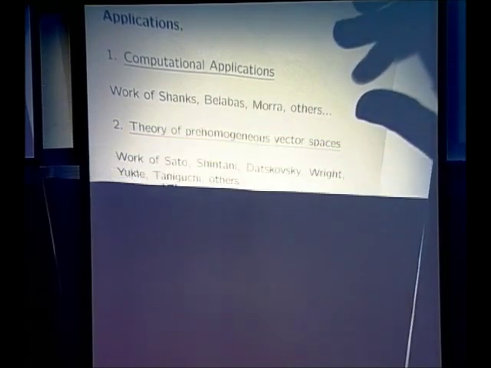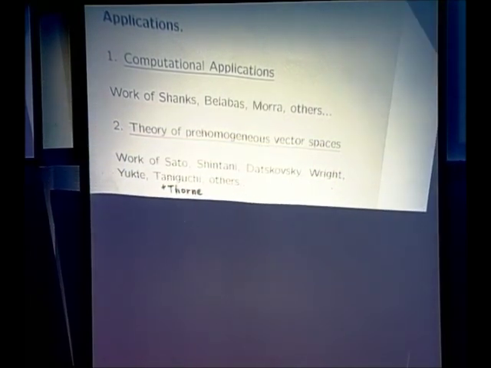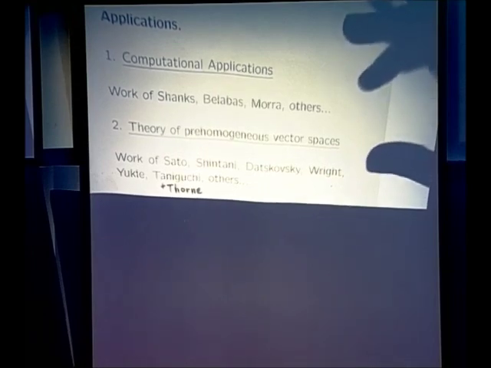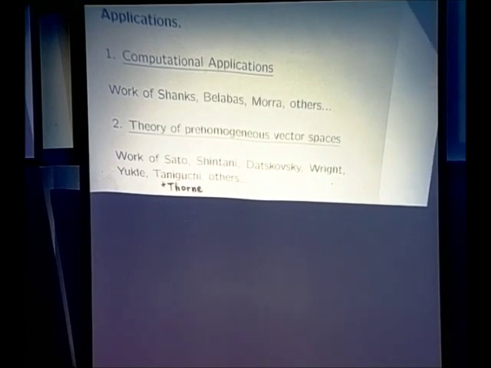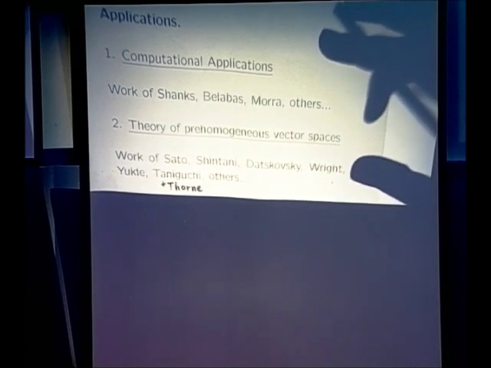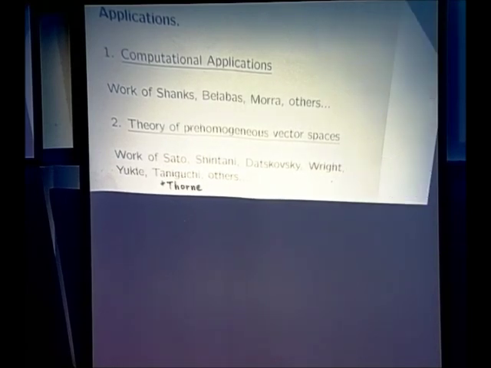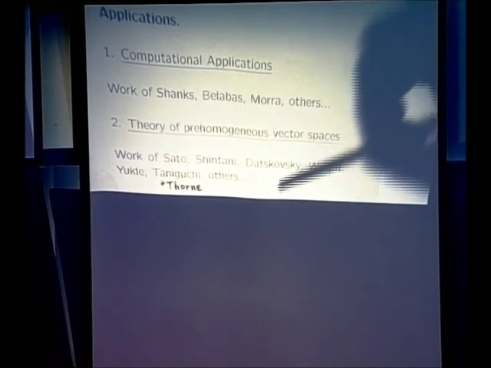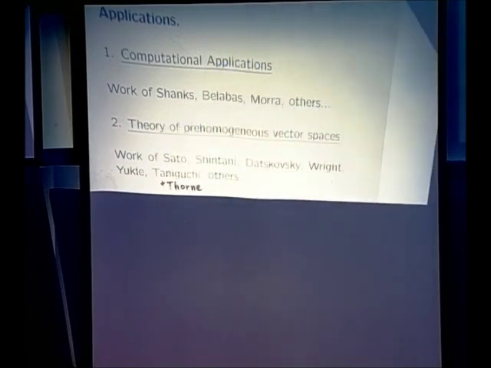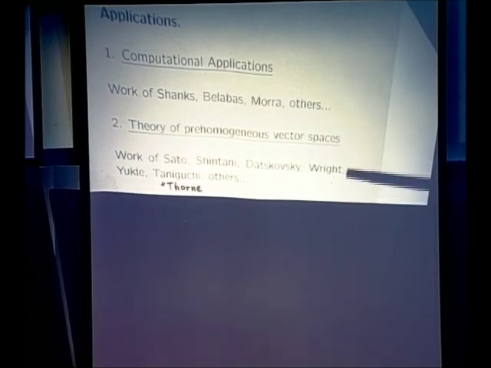Okay, the second application is to the theory of prehomogeneous vector spaces. So there's a whole theory of zeta functions of prehomogeneous vector spaces due to Sato and Shintani, and developed by Datskovsky and Wright and Yukie, and now by Taniguchi and Thorne, as you'll hear more about this week. So most of this work has been for binary cubic forms, because that was the biggest prehomogeneous vector space at the time that had this kind of arithmetic interpretation. But now we have lots of prehomogeneous vector spaces whose orbits have interpretations, and so their zeta functions would be of interest to study for that reason.